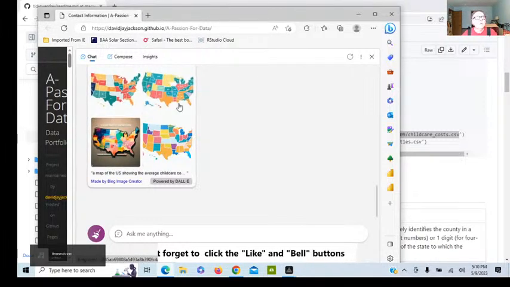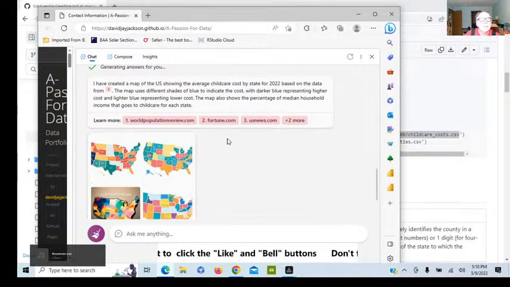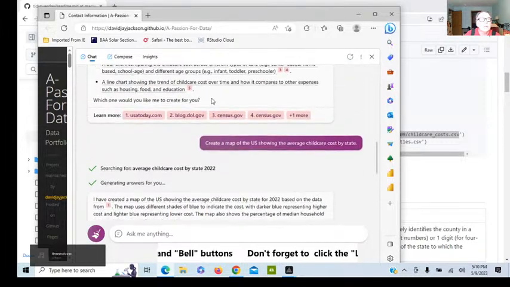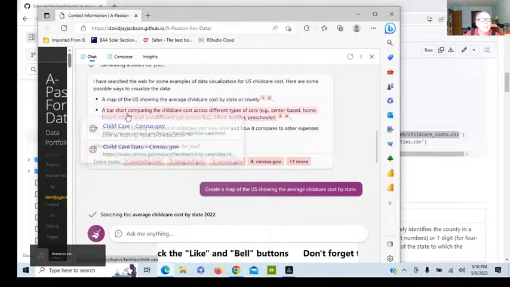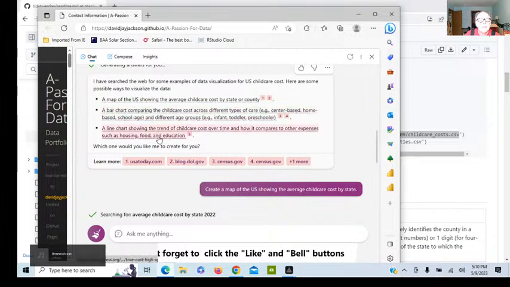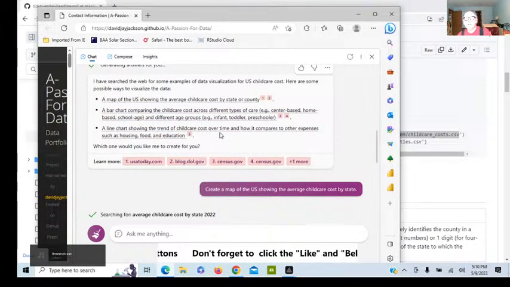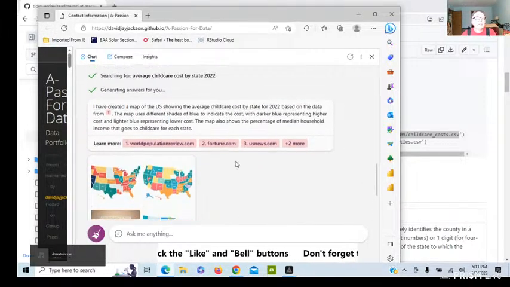Okay, that's interesting. So is it using my data, or is it using data it finds on the internet? But it did create a map.